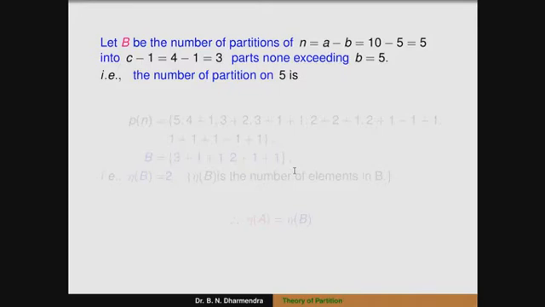So what are the partitions of 5? That is 5, 4 plus 1, 3 plus 2, 3 plus 1 plus 1, that means in decreasing order, none of them is increasing. 2 plus 2 plus 1, 2 plus 1 plus 1, and the remaining one is 1 plus 1 plus 1.